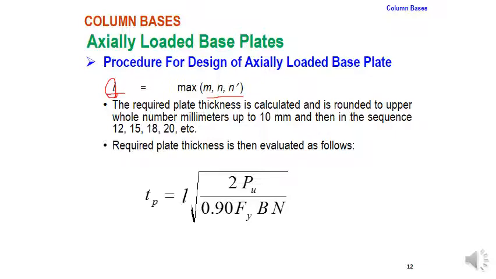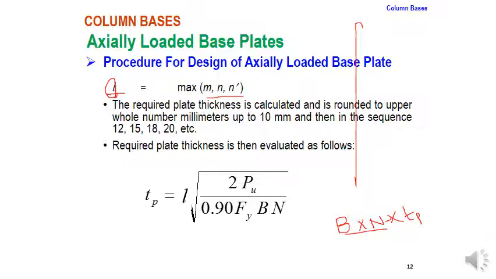We have three design parameters for the base plate. One is you have to decide about the B, then you have to decide about the capital N, and you have to decide about the thickness, TP. Okay, so first two we have done earlier. Now in this step, on this slide, we will discuss about the TP.